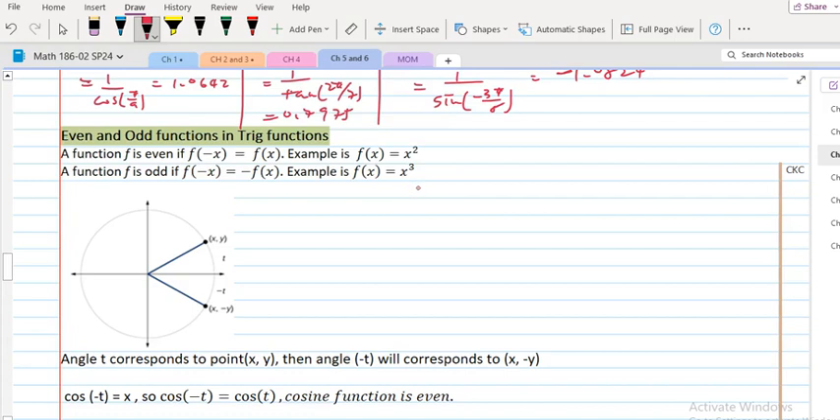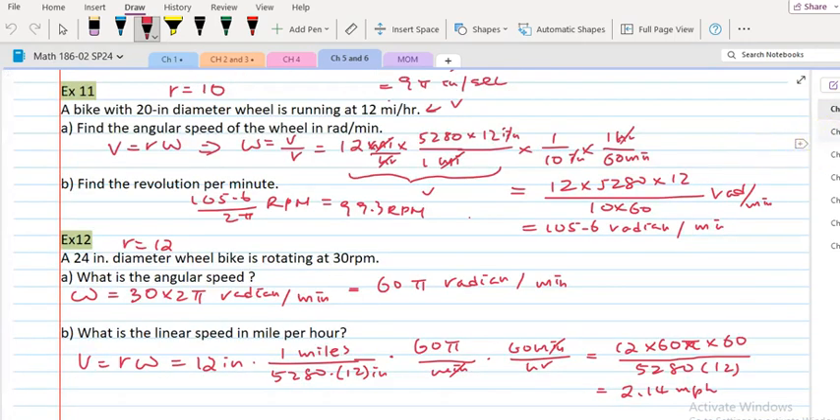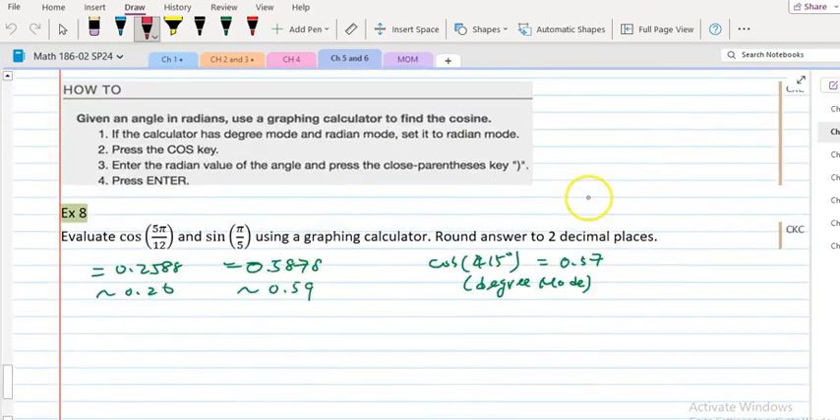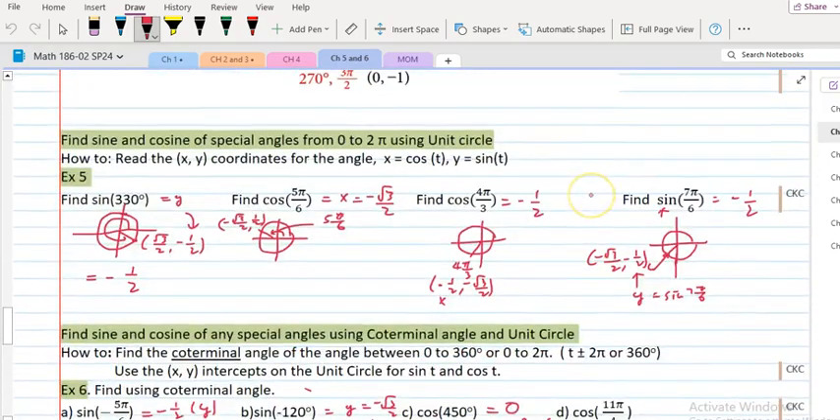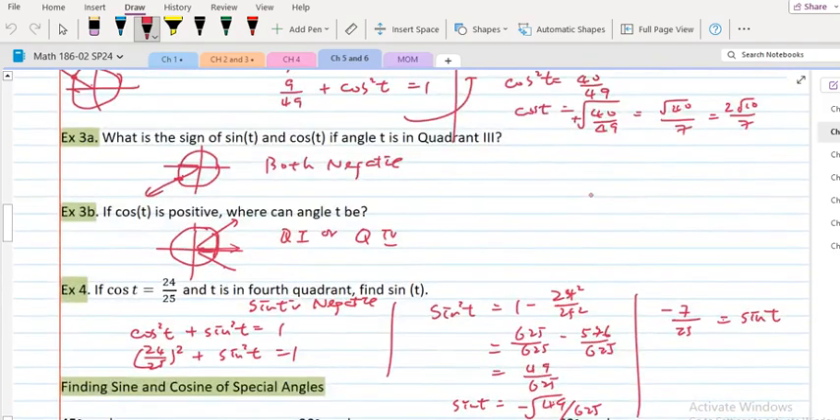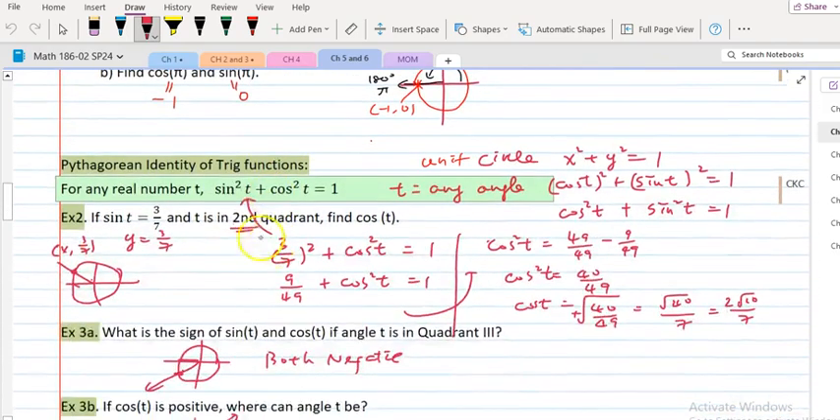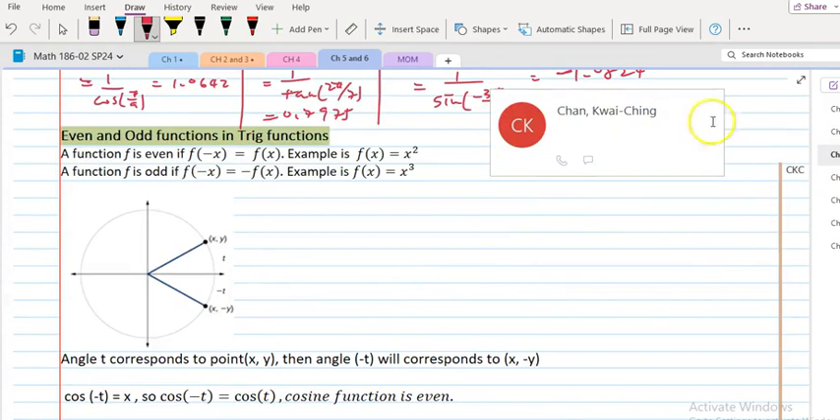In 5.2, we introduced the Pythagorean identity. Because of the way we define sine and cosine as x and y, and the x and y are on the unit circle, for any angle, sine squared t plus cosine squared t is equal to 1. That's called the Pythagorean identity.